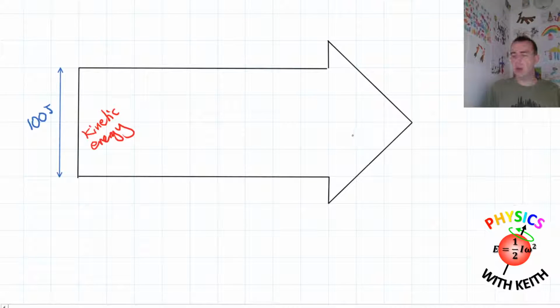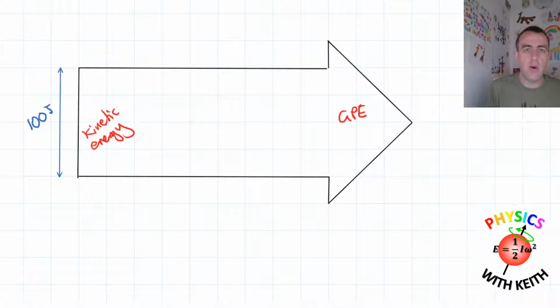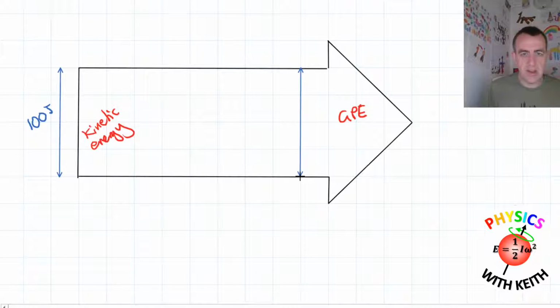And in a perfect world, we'd have all that kinetic energy transferred to gravitational potential energy. And the width of the arrow on the other side is still 4 squares, and therefore is still 100 joules. But that's not actually what happens. What actually happens is we have some air resistance, and therefore not all of these 100 joules make it to the other side.